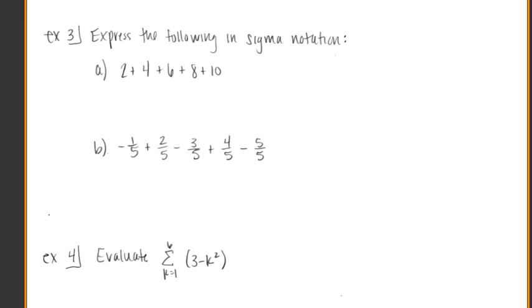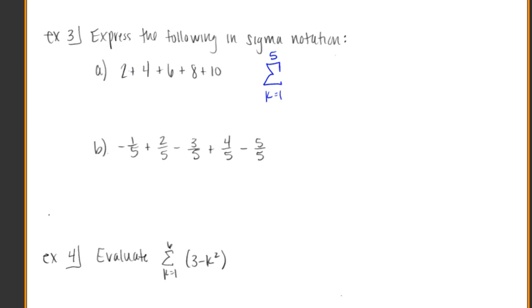So yeah, instead of looking at powers of 2, we're looking at just all of our even numbers. So how do we represent our even numbers? We're doing summation or sigma notation. Okay, well obviously we're going to do the sigma. We're going to start from k equals 1. We're going to go up 1, 2, 3, 4, 5 terms.